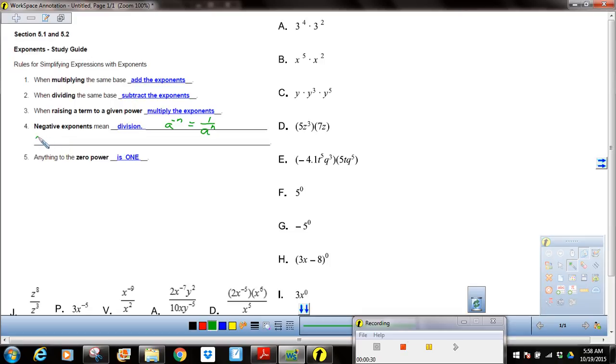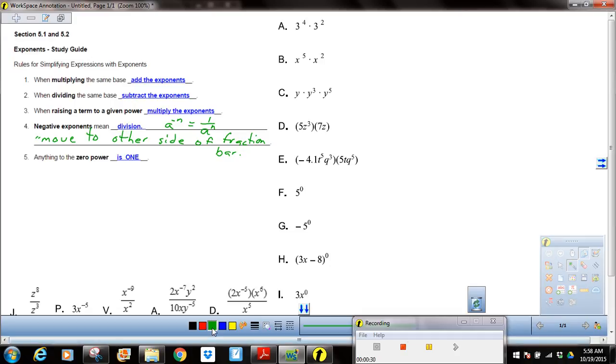Another rule I hear people say sometimes is move it to the other side of the fraction bar. So if it was in the numerator with a negative exponent, you could put it in the denominator with a positive exponent. If it was in the denominator with a negative exponent, you could move it to the numerator with a positive. Okay, it works either way.